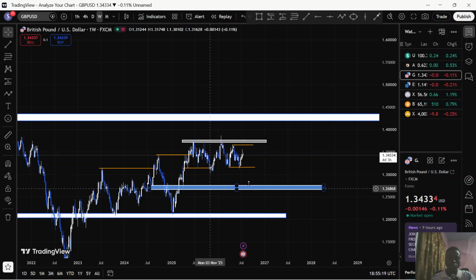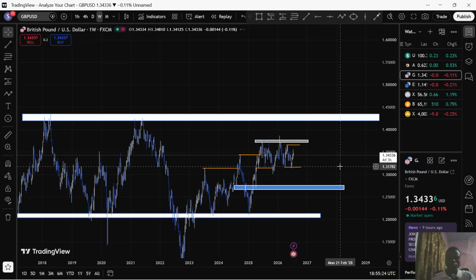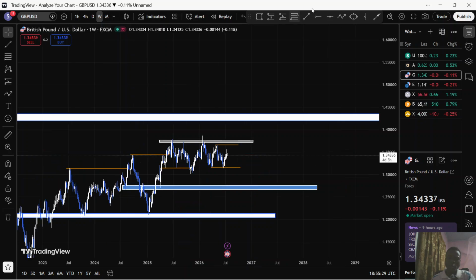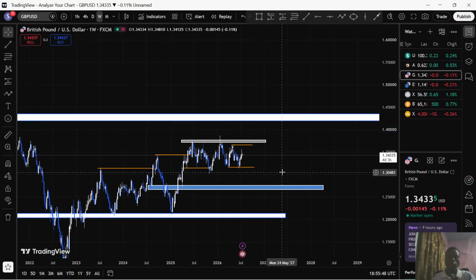Let me just give you a reason why I plotted this blue zone. So for me, before GBP USD makes its way up here, I should see something like this, something like this, all the way up here. But if GBP USD decides not to do that, then I don't know, I'll just be patient.